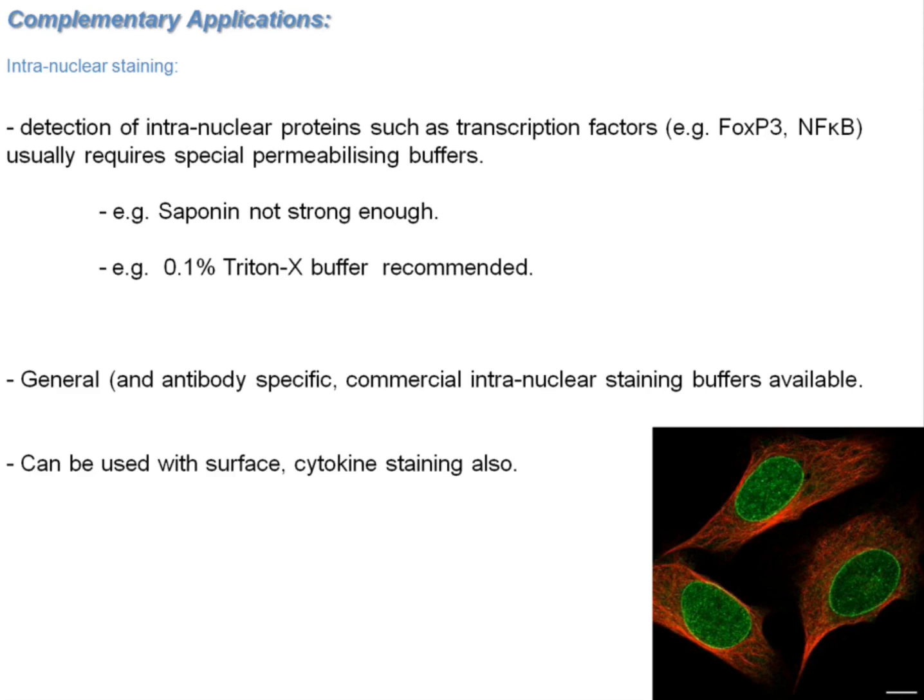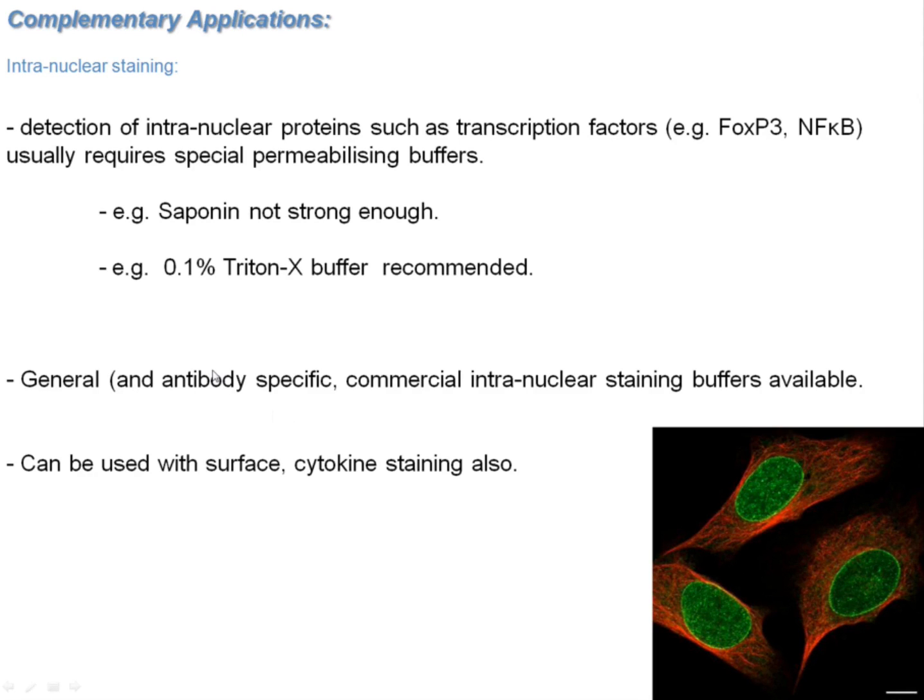And to enable the antibodies to enter the nuclear compartment, or the nuclear membrane, we usually need a stronger permeabilizing buffer. The saponin in particular isn't strong enough, so we need to use something more potent. Again, we can prepare a particular buffer, but there are usually commercially available ones that we can use. There are either general ones, or there's often antibody specific.